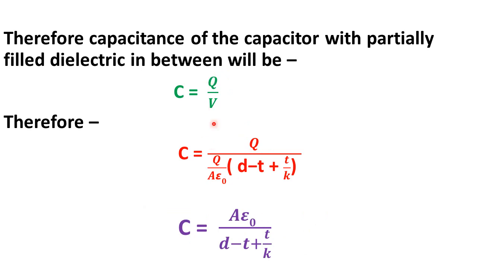Capacitance C is equal to Q by V. Put the value of V in this relation. You get C is equal to A epsilon naught by D minus T plus T by K. This is capacitance of a parallel plate capacitor which is partially filled by a dielectric. So its capacitance increases by filling it with dielectric material. Capacitance means the charge storing capacity of the capacitor increases.